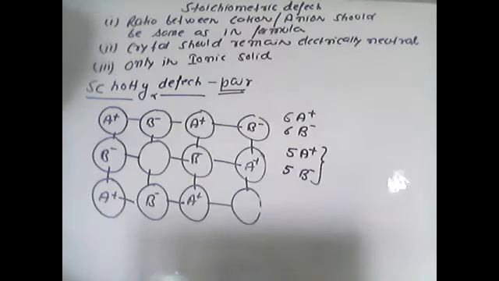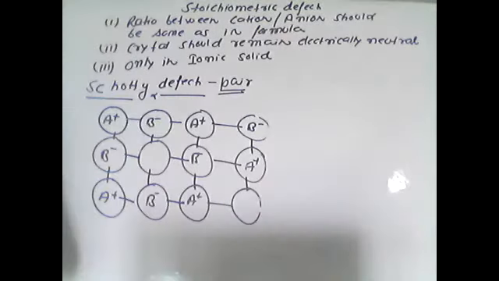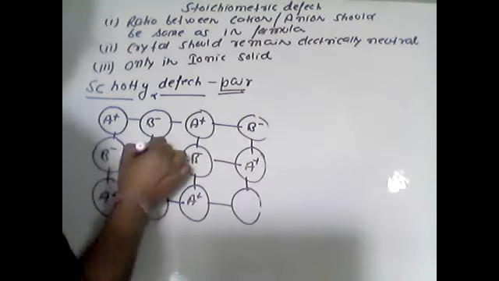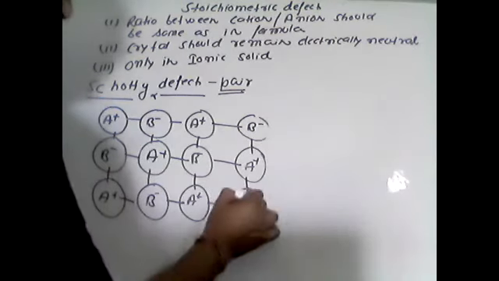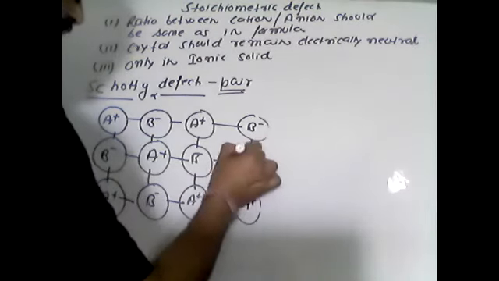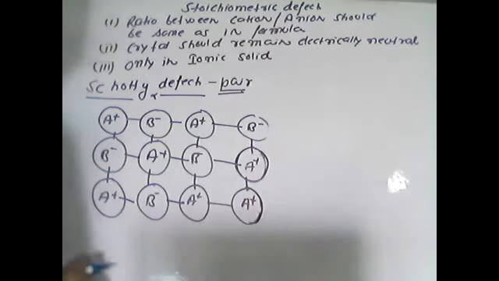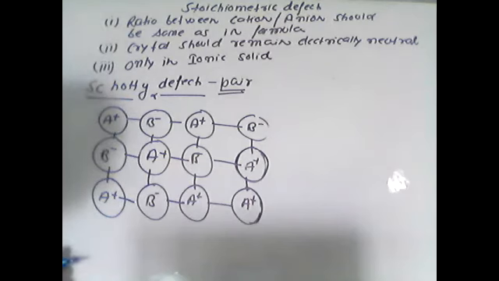I will go for the next one. In Schottky defect, what you are going to keep in mind, let me draw first of all the ideal crystal again. So this is A positive here. This is the ideal crystal. What is the Schottky defect here?